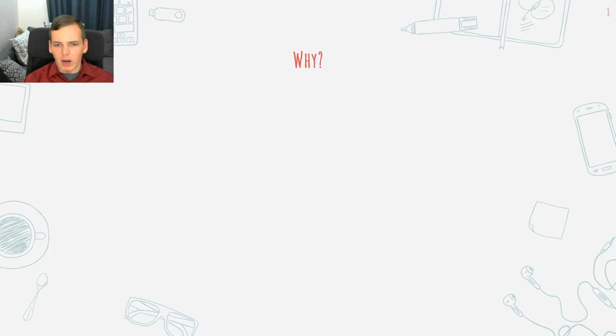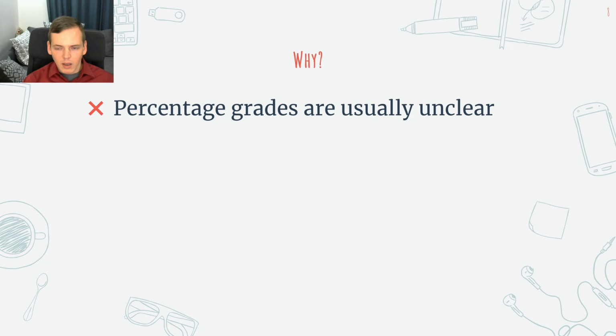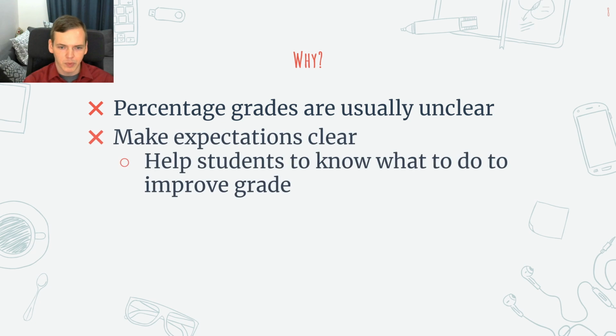So the big question is why? Why are we doing something different than just giving tests and assignments, scoring them, and then throwing numbers into Sycamore and seeing what pops out? Well, there's a couple of reasons. First, percentage grades are usually unclear. The example I like to fall back on is what makes an 89 different from a 90? Why are those two students different? Why is our cutoff point there? And it's usually unclear what I would need to have done to do a little better, or what I did so that I didn't end up a little lower, a little worse.